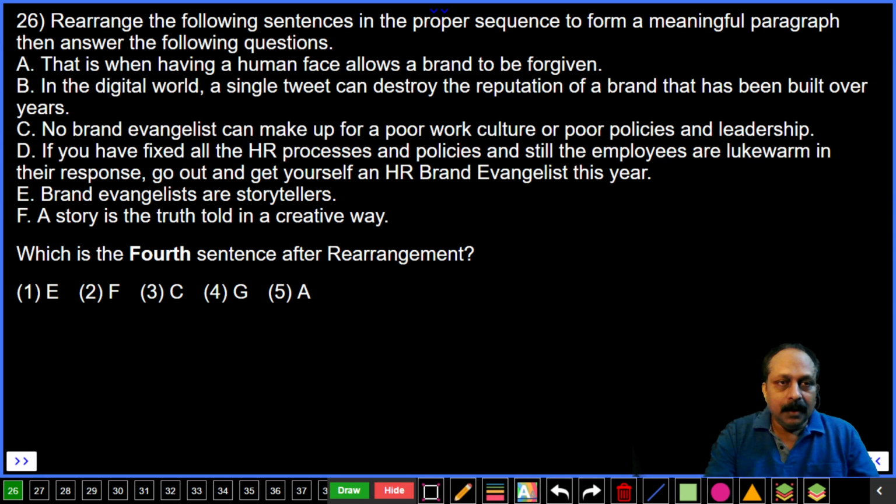The answer is the fourth option. 26. Rearrange the following sentences in the proper sequence to form a meaningful paragraph. Then answer the following questions. This is very, very difficult. If you get this right, that will be a surprise. I will not go to the questions, I will tell you the correct sequence.